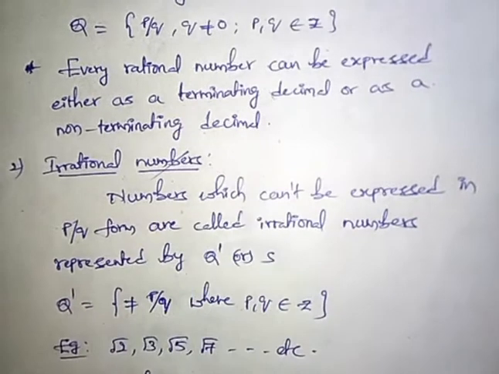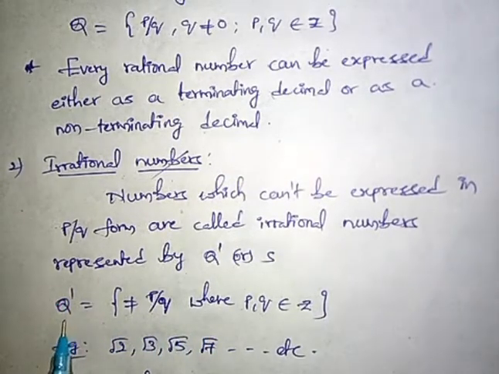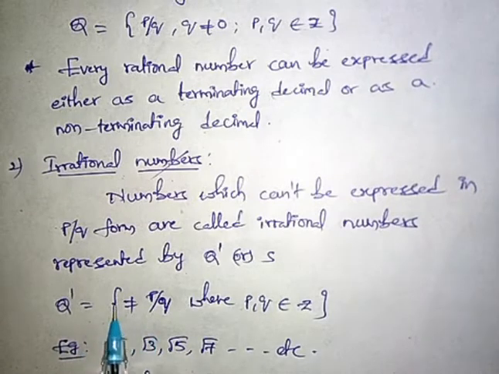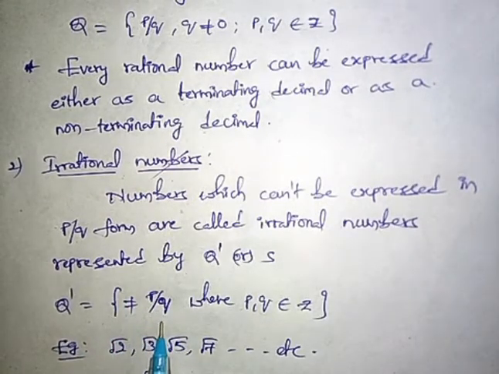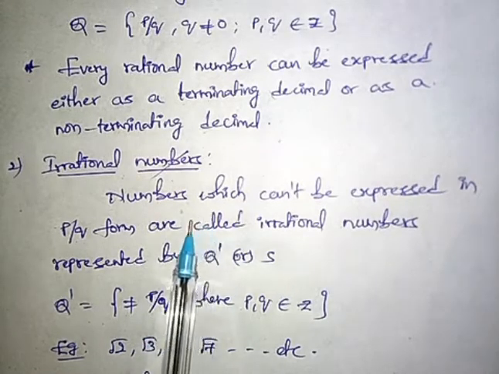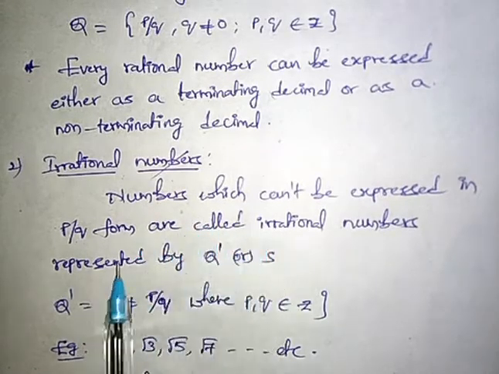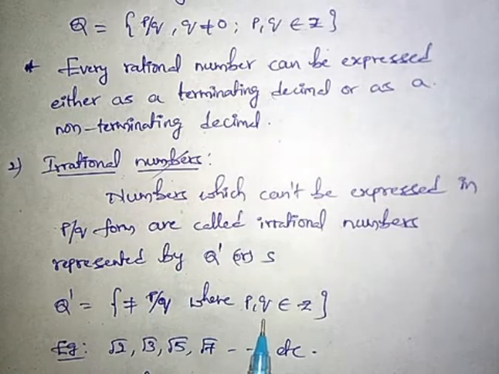Let's have a look at the set builder form of the irrational numbers. Q dash is equal to the set of numbers not equal to p by q. This is given in the definition, that is numbers which are not in the form of p by q are called irrational numbers, where p, q belong to Z.